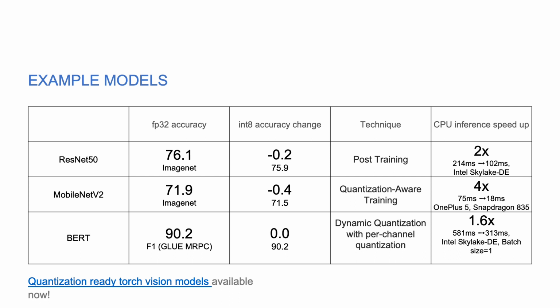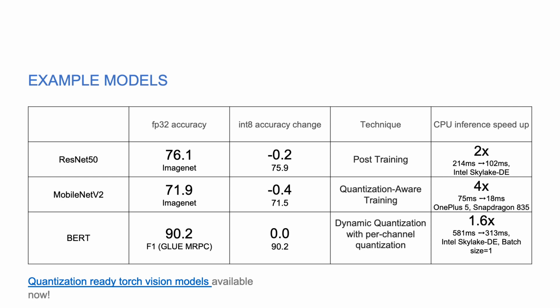BERT, this one, dynamic quantization with per channel quantization actually gives you pretty much identical accuracy results. So 0 drop in accuracy. It's 90.2 before, 90.2 after, and it runs not quite twice as fast on the server with a batch size of 1. It runs in 313 milliseconds instead of 581 milliseconds. And again, in terms of memory usage, it should be a quarter of the memory usage, modulo some scale factors. So pretty big benefits for relatively small drops in accuracy.